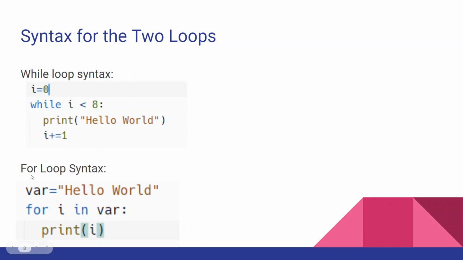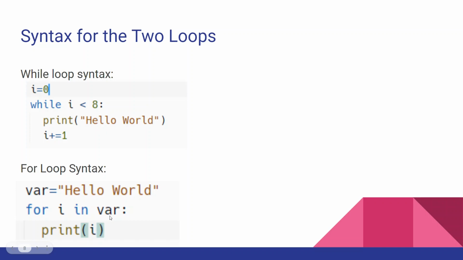Now let's look at the for loop. The for loop syntax is a bit different. In this situation, we have a var, which is storing the string hello world. What we do is write for, indicating that this is going to be a for loop, and then some variable such as i, or whatever placeholder variable you want to use, then in, and then whatever large data type, such as hello world or a list, is going to be written there.